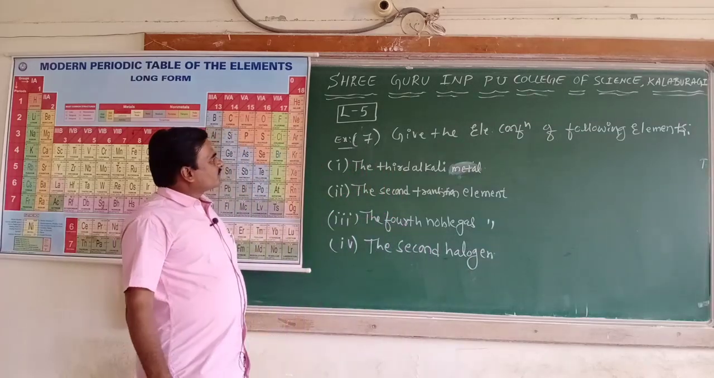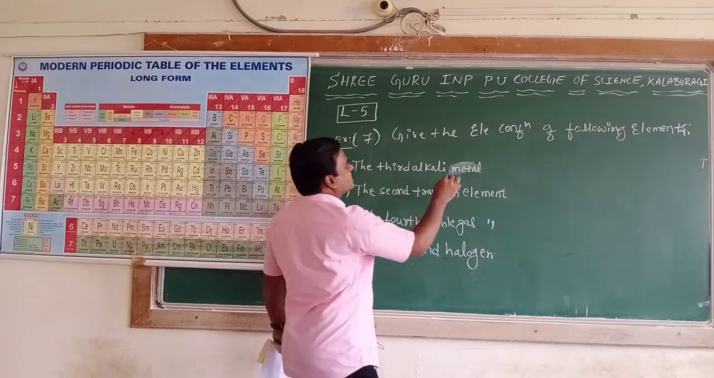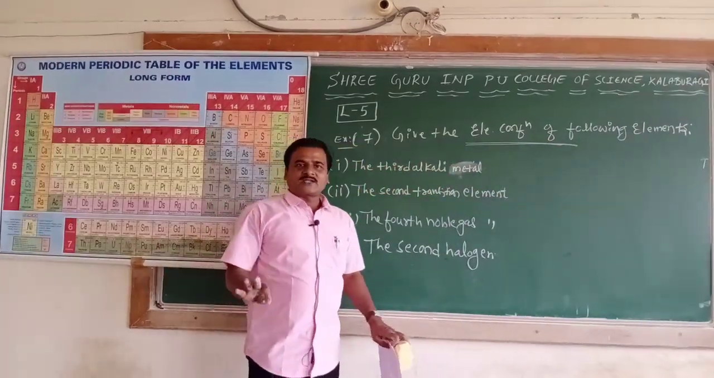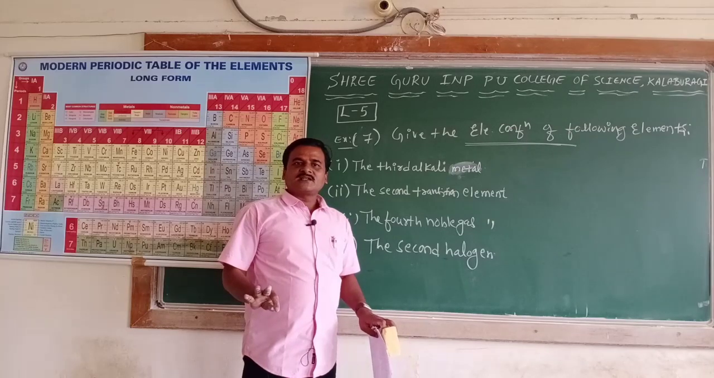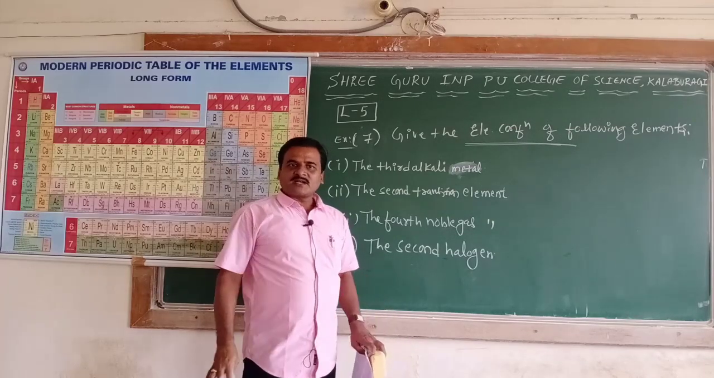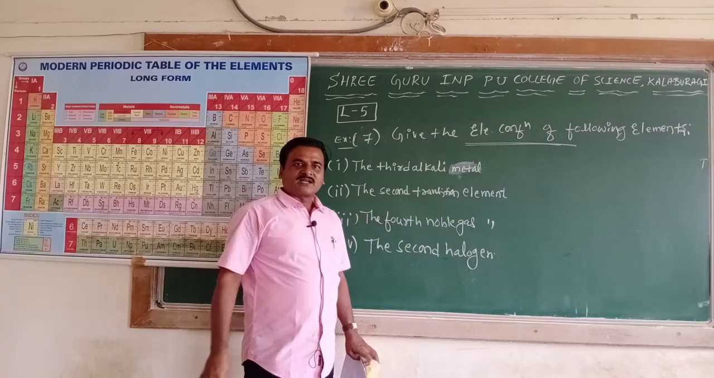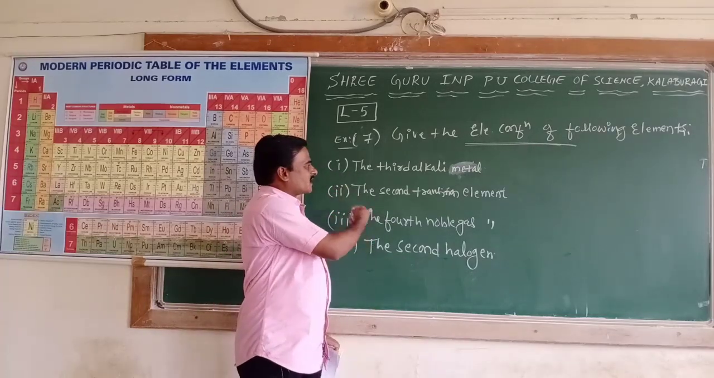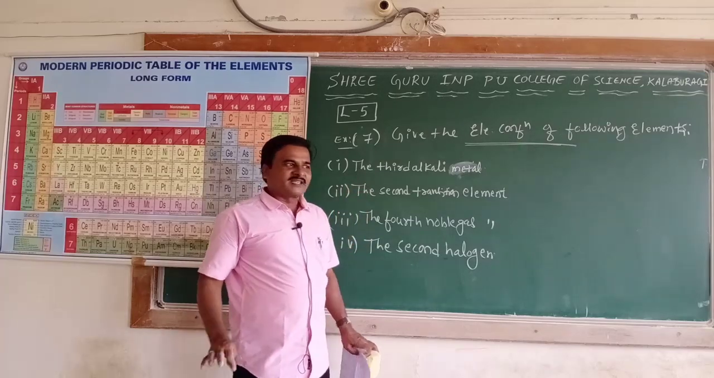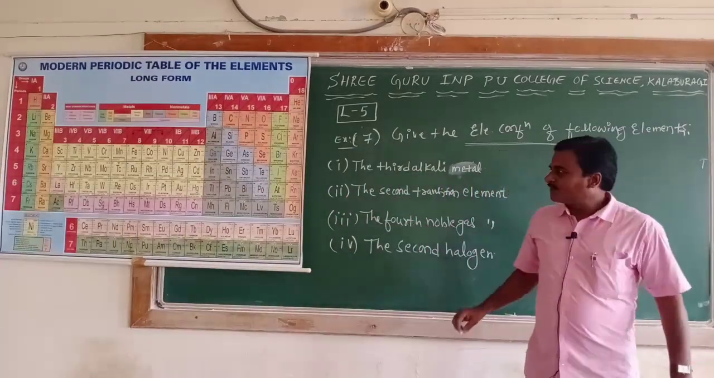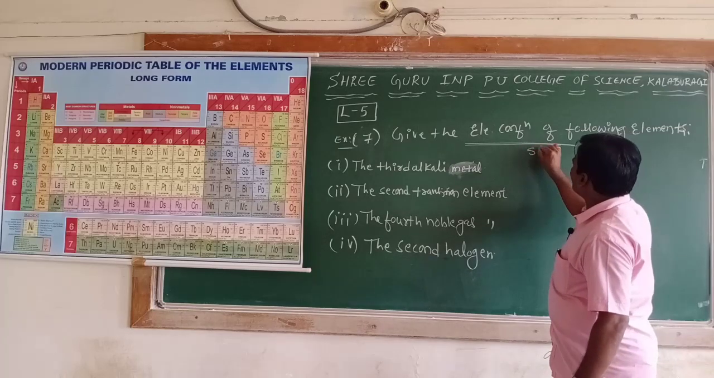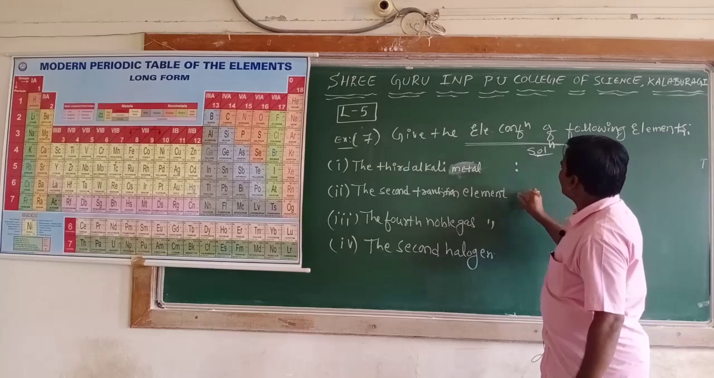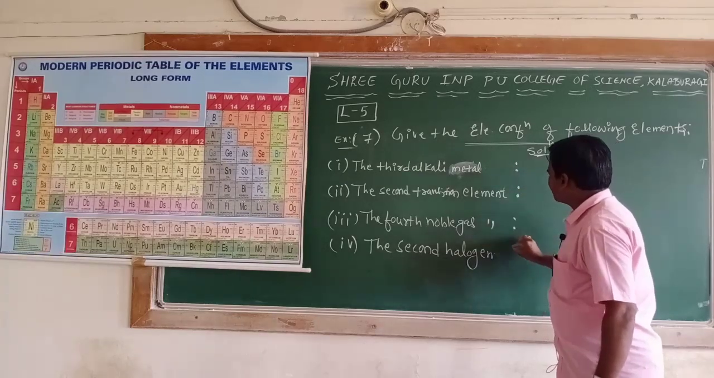Let's read the problem. Give the electronic configuration of the following elements. You are aware of writing the electronic configuration with the atomic number or by the name of the metal. Here both are not given. They were given the position of those elements in the periodic table. I can write the solution over here, the solution of all these.